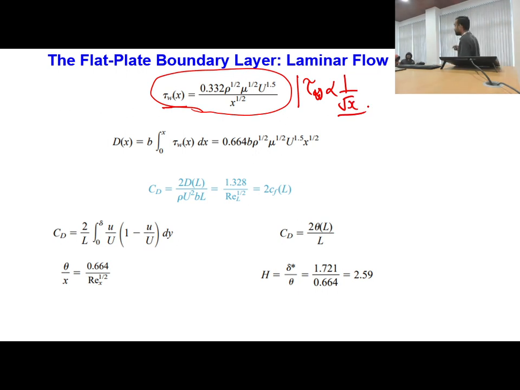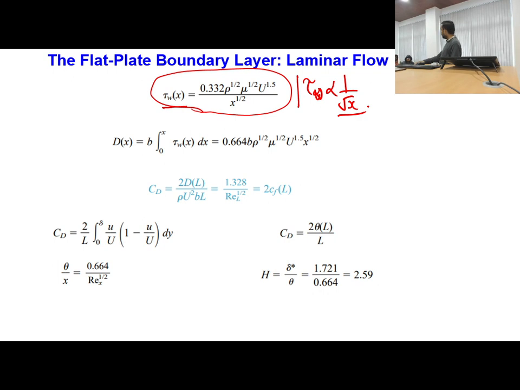Wall shear stress is inversely proportional to the square root of x. It means that if you make the analogy to pipe flow, in the case of pipe flow, for fully developed laminar flow conditions, the wall shear stress was independent of the length. Wall shear stress was uniform. Okay, is this one clear?